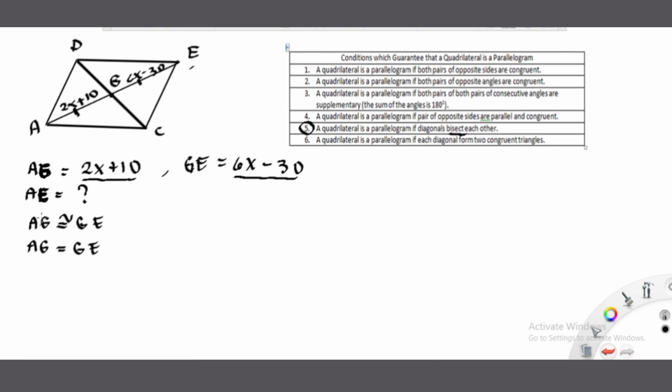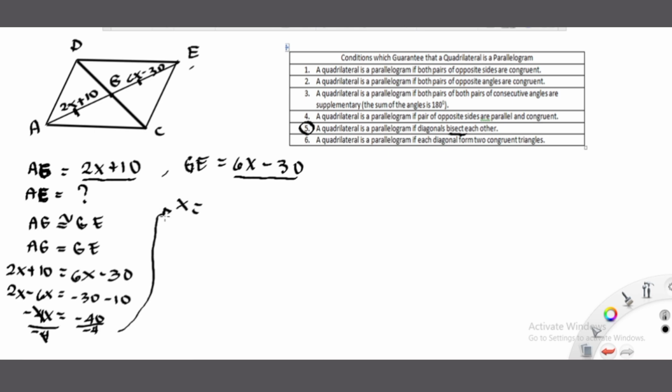Okay? Substitute the values. The value of AG is 2x plus 10. So we have 2x plus 10 equals GE, which is 6x minus 30. Combine similar terms. Alright, so we can have here 2x, lipat ang 6x, so minus 6x is equal to negative 30, lipat ang 10, that will become negative 10. So we have 2x minus 6x, the answer is negative 4x, equals negative 30 minus 10, the answer is negative 40. Divide both sides by negative 4, cancel out negative 4, so we have x equals negative 40 divided by negative 4, the answer is 10. So the value of x is 10.